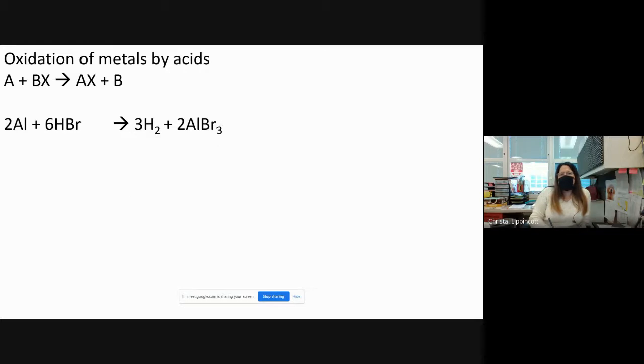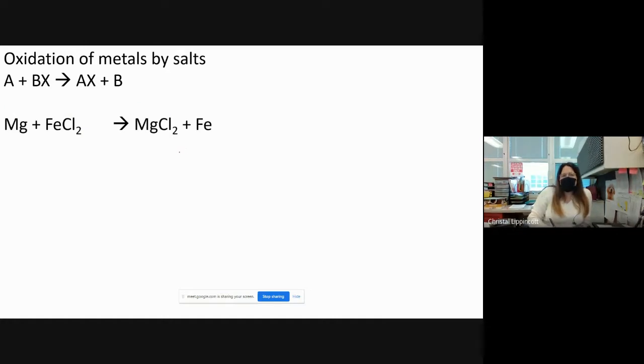All right, we can have oxidation of metals by acids. So here, this is going from a 0, it's by itself, to a +3 over here. So it's getting oxidized because it is losing electrons. Here, your hydrogen is going from a +1 to a 0. It's gaining electrons, so it's being reduced. So that's how you oxidize metals with acids.